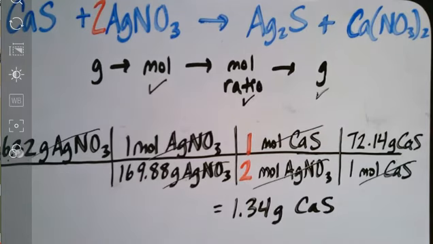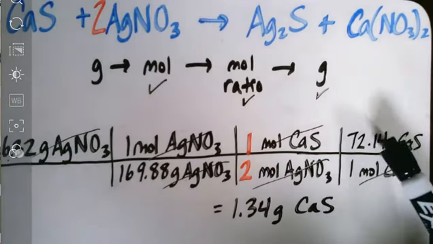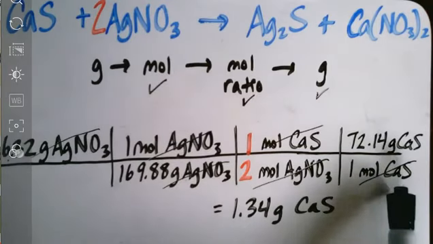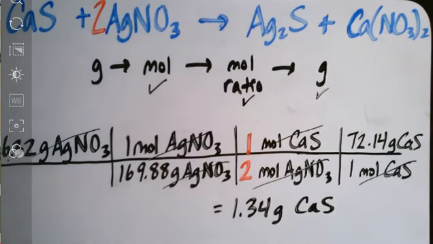If the question was asking you to come up with formula units of calcium sulfide, then the only change you would have to make on this step would be to use Avogadro's number in place of the molar mass. So it would be 1 mole of calcium sulfide equals 6.02 times 10 to the 23rd formula units of calcium sulfide. And then you would just solve mathematically the way you solved this problem. Okay?